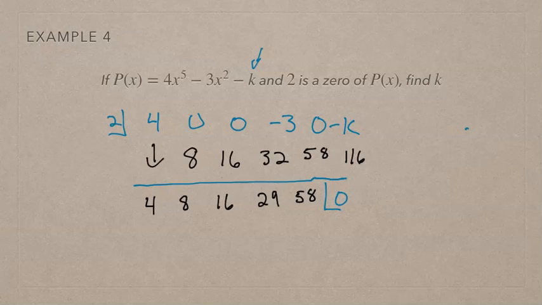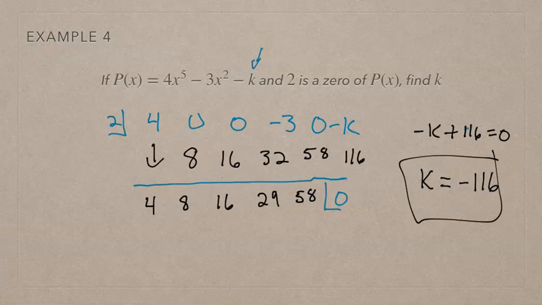Now, let's look at this last box. I know that negative k plus 116 has to equal 0, because this last box has to add up properly. All right? So if that's the case, then you know that k has to equal negative 116. And we found it.